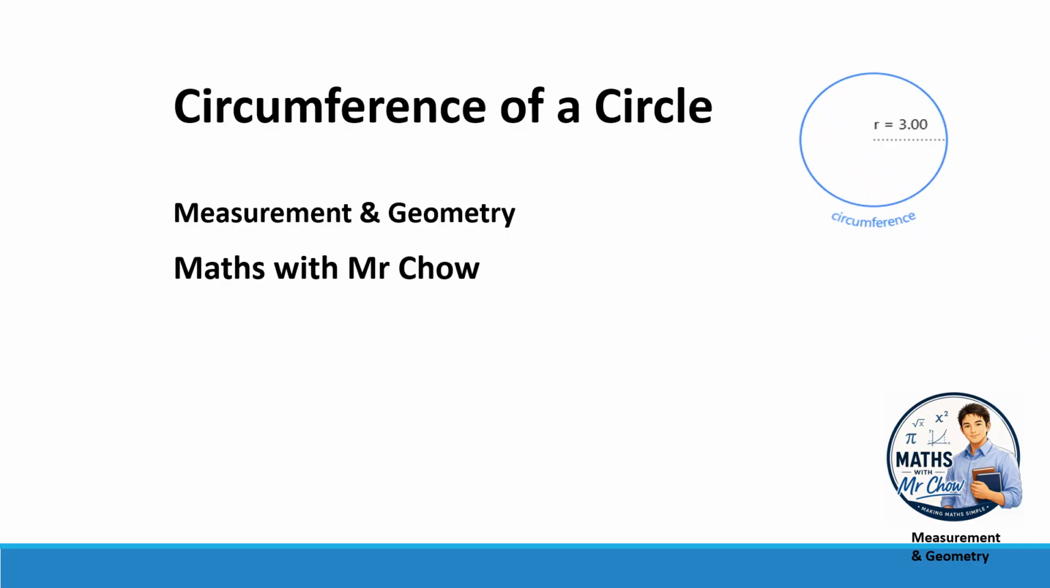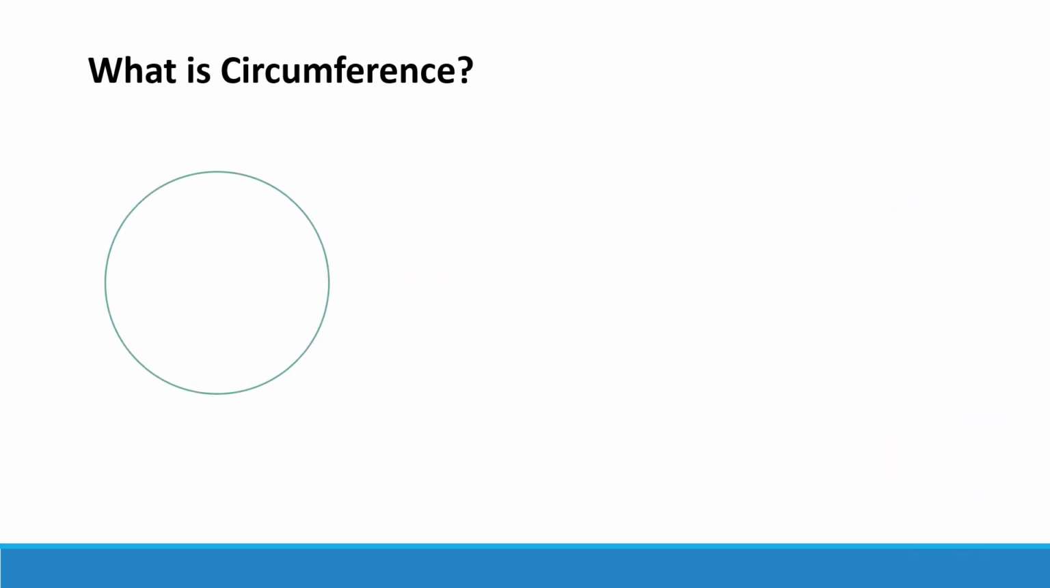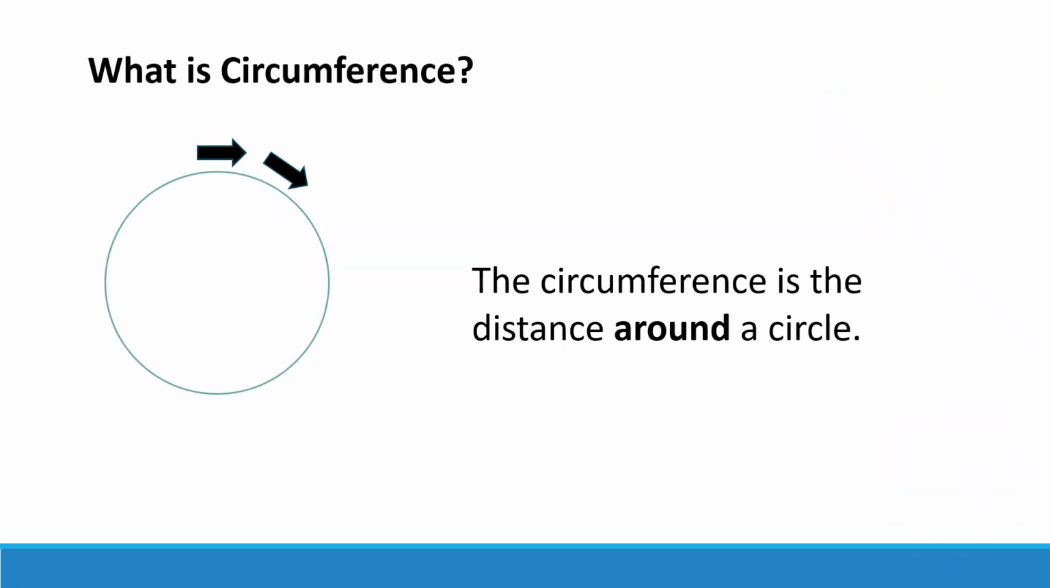You will learn what circumference means, the difference between the radius and the diameter, and how to use the formulas to calculate the circumference of a circle. Let's get started. The circumference is the distance around a circle. Think of it as the length all the way around the outside of the circle. Just like the perimeter of a rectangle, the circumference measures the distance around a shape.